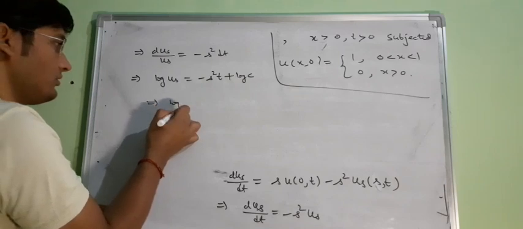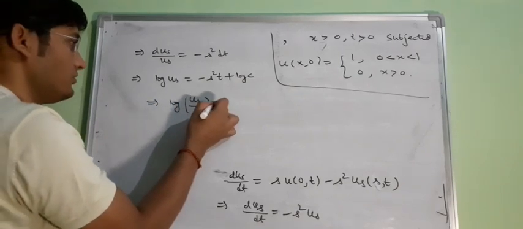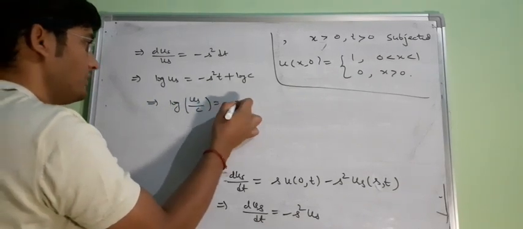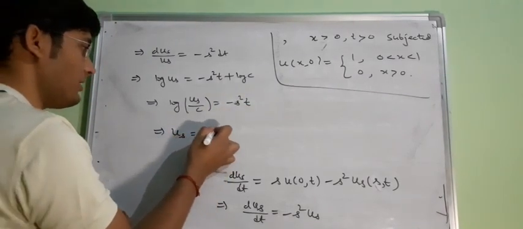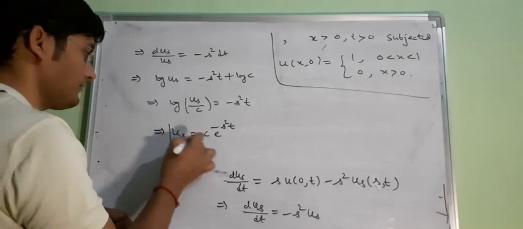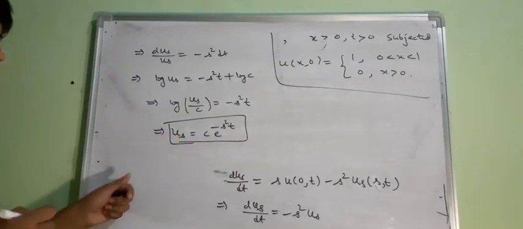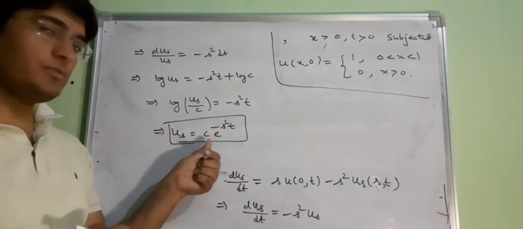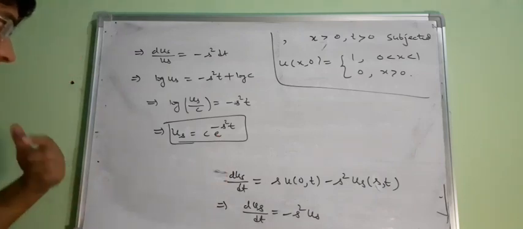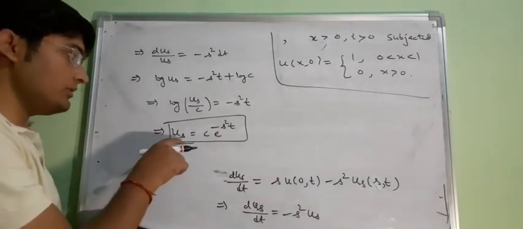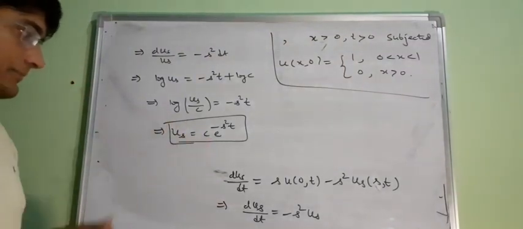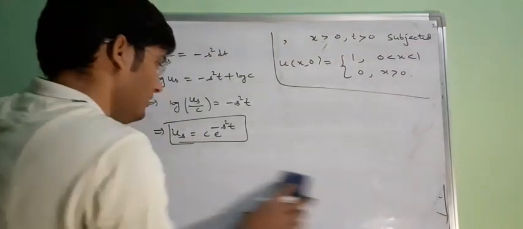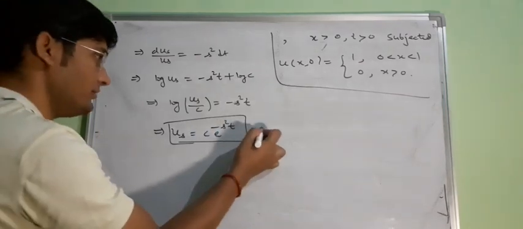So log us upon c is equal to minus s square t. So you can see that your us will be c times e to the power minus s square t. So this is the Fourier sine transformation of this function u. Now we have to find out the function u. So for that we will need this c. Say this is equation number 1.